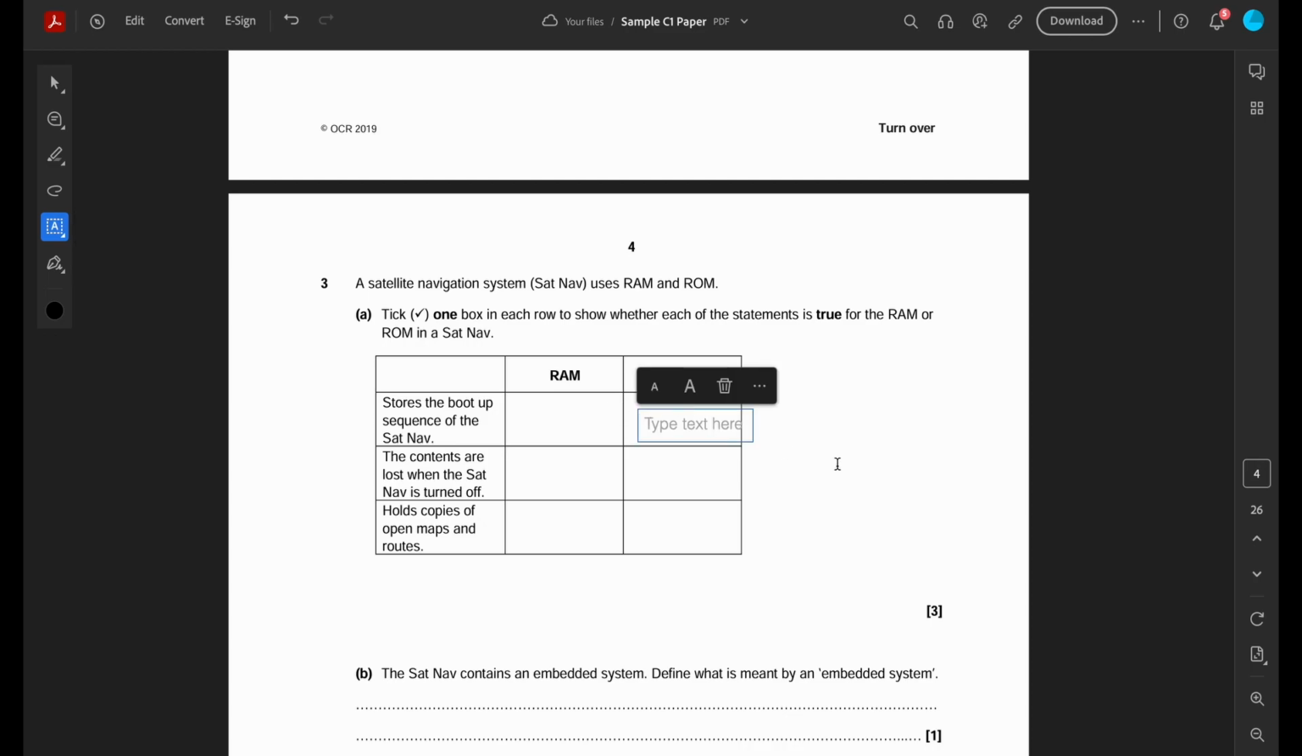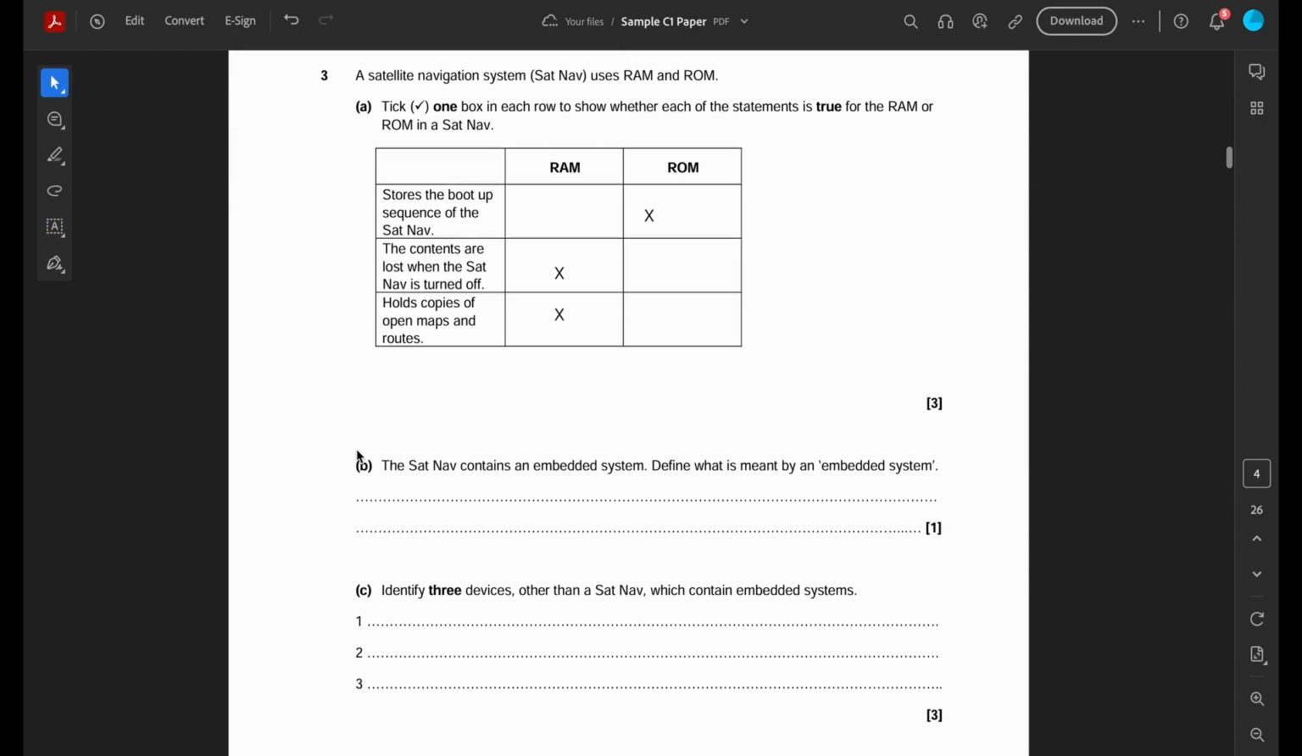That would go to that one. Now, obviously, I should put a tick, but we're going to put an X instead, because I haven't got a tick on here. And then the next one, the contents of this are lost when the sat nav's turned off. That would be RAM. And holds a copy of open maps. Again, currently used data is what RAM does. So that one's going to go there. All right. Again, one per row done.